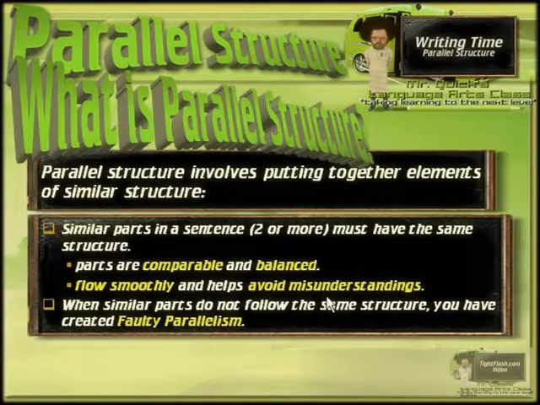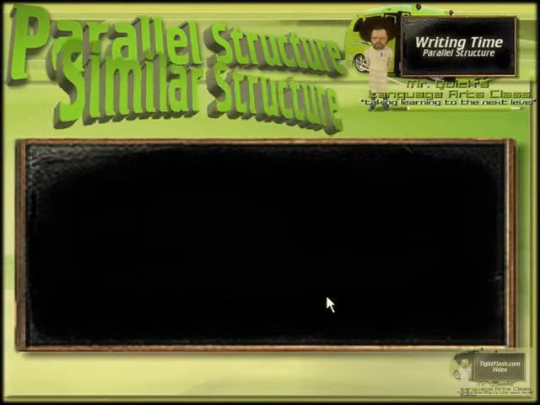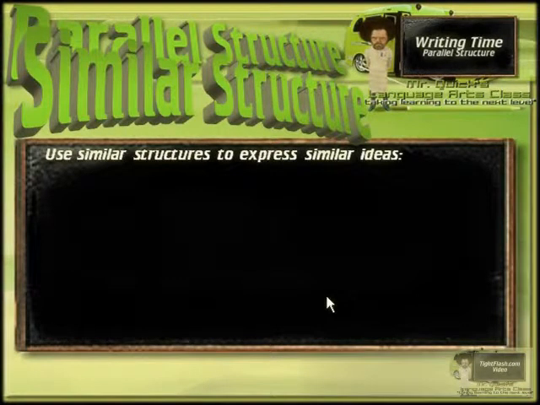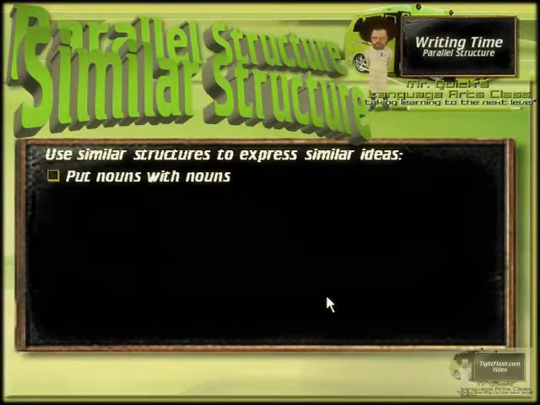Okay, because if they're not parallel, if they're not in the same grammatical structure, confusion can take place, and this is what we're trying to avoid, because if there is confusion, then of course we know we have a parallel issue, and we can also look at that as termed a faulty parallelism. Okay, so similar structure. We must use similar structures to express similar ideas, of course. And those similar ideas can basically be understood as similar grammatical concepts.